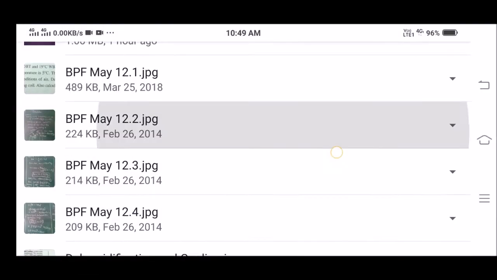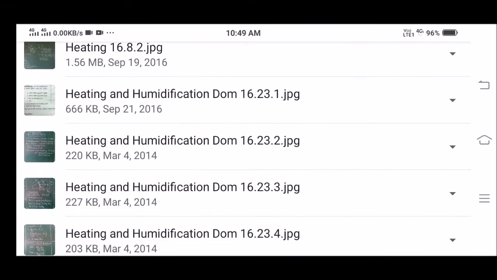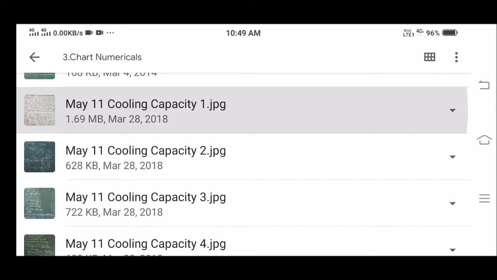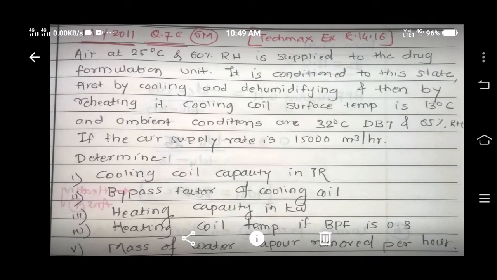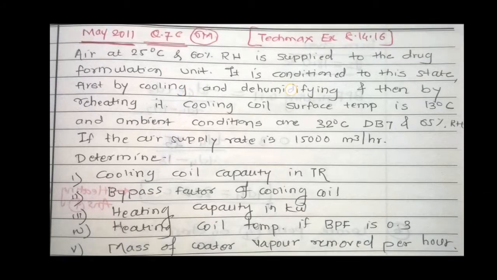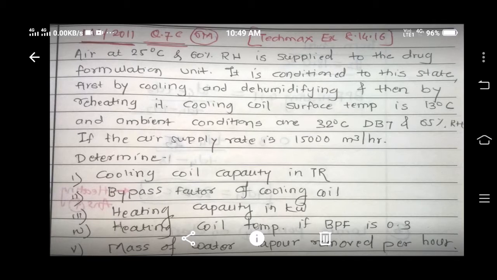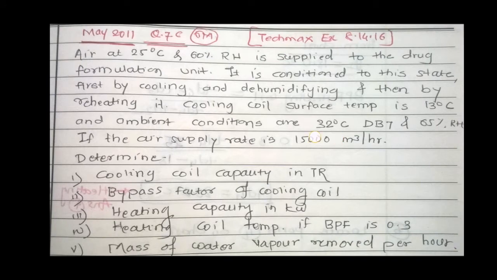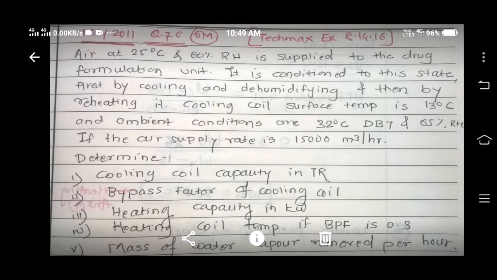So I will take here one sample numerical by using psychrometric chart. This is a numerical. In this numerical, dry bulb temperature and relative humidity of the air that is supplied are given, and it is mentioned cooling and humidification process, and then it is reheated also, with coil temperature 13. Ambient conditions are given, flow rate is also given, and we are asked to calculate these various parameters, capacities, bypass factor.